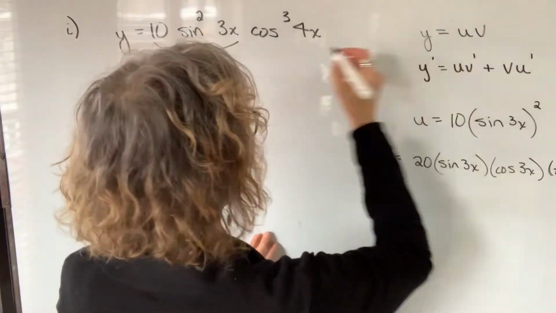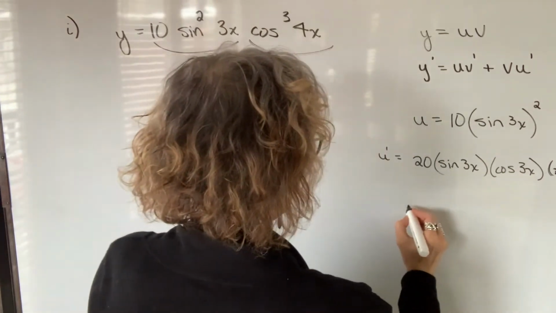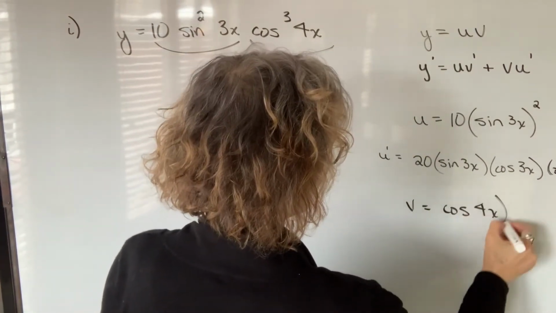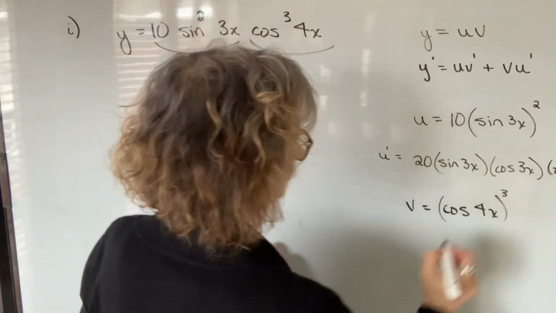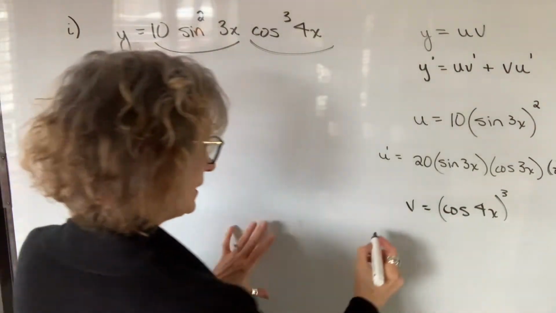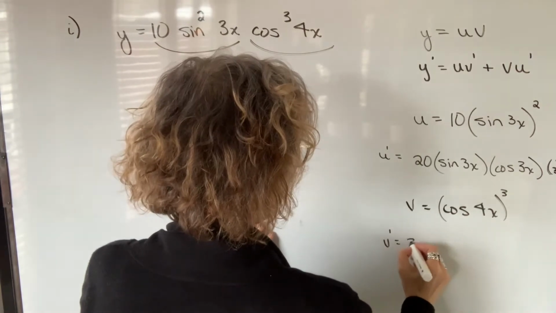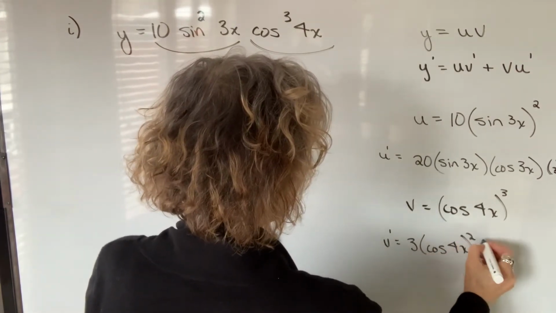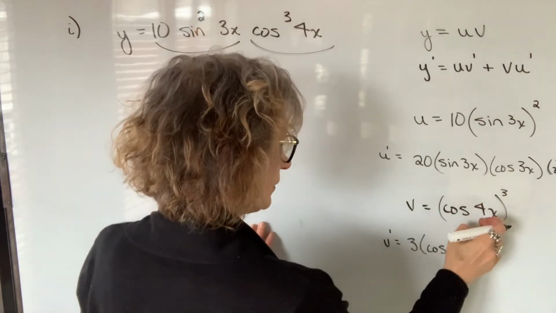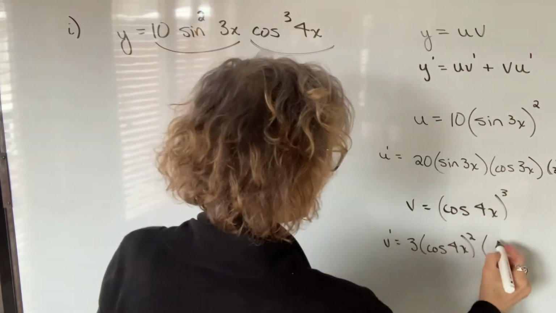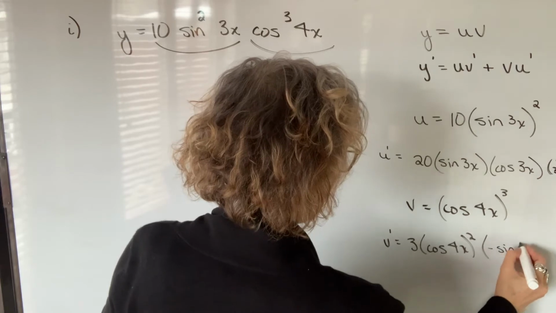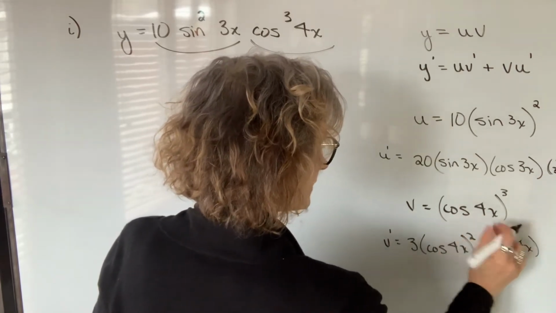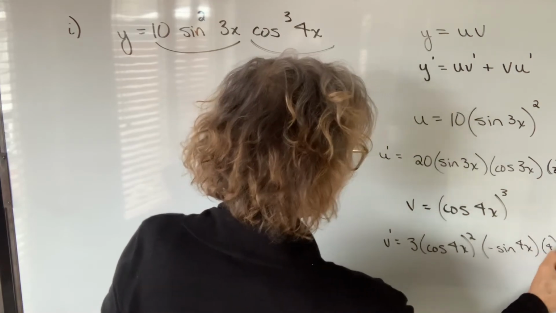We do the same thing for v. V will equal the cos of 4x cubed. So it's a power first. So v prime will equal 3 times the cos of 4x squared. Now we go inside the power function. The derivative of cos of anything is negative sine of 4x. And then we go inside the cos function. We have 4x. The derivative of 4x is 4.